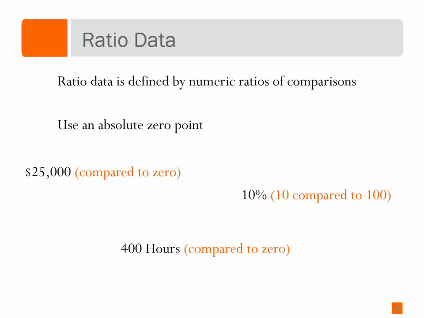We might also have 10%. So 10 compared to 100. So that's 10%. Or we might have 400 hours, again, compared to 0. So it sounds sort of strange to say it that way. 400 hours compared to 0. Typically, we just say 400 hours, but the meaning of that statement is 400 hours compared to 0. So with ratio data, we're utilizing that absolute 0 point.